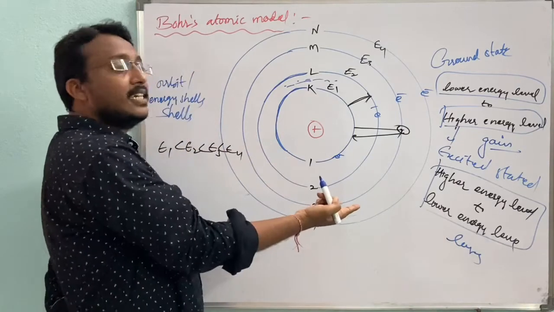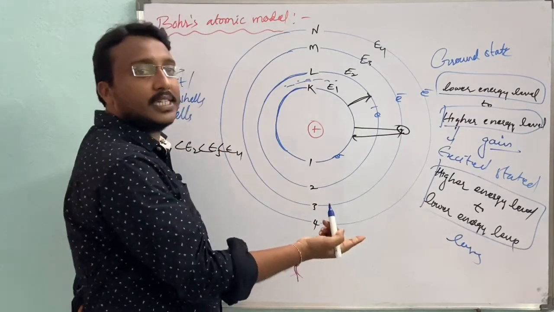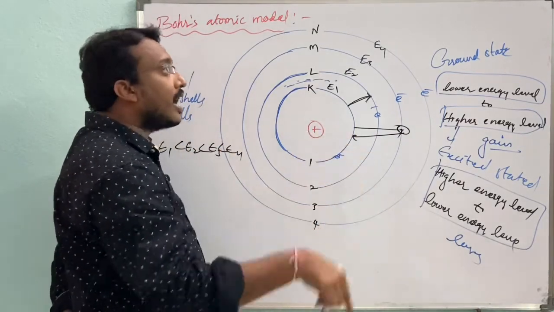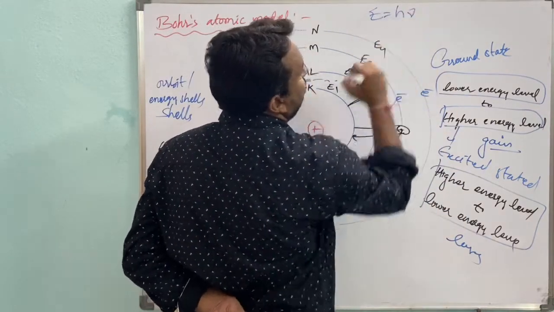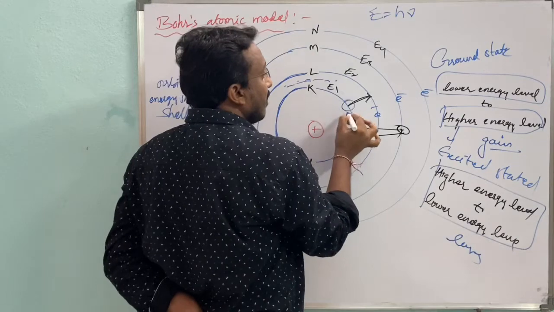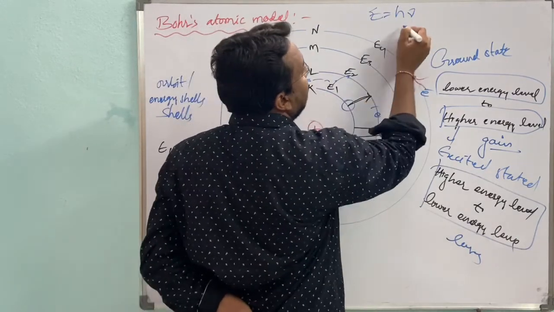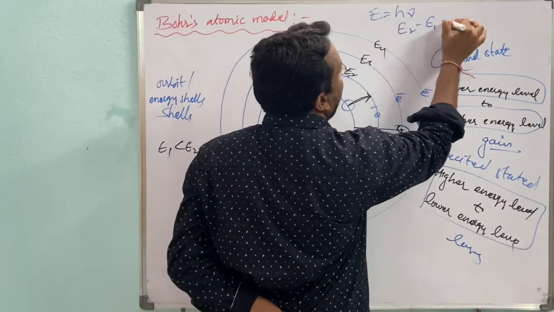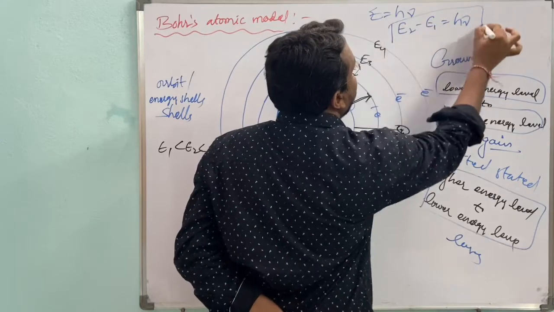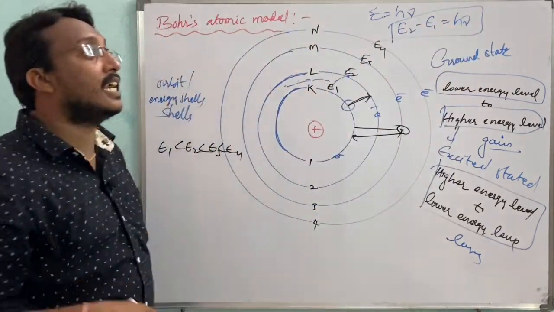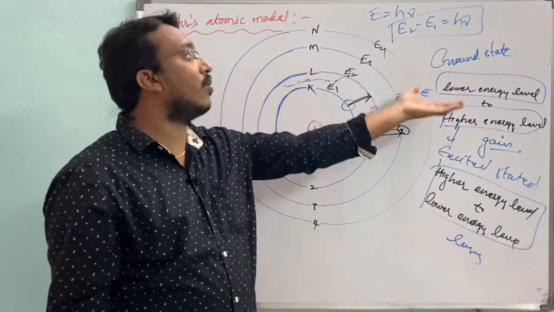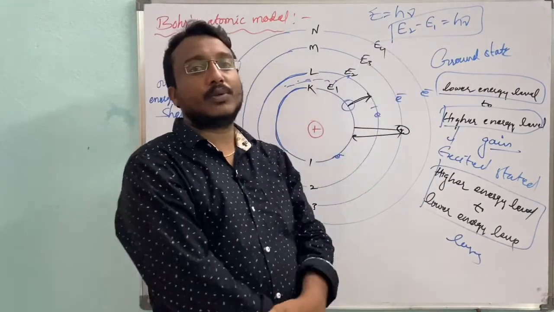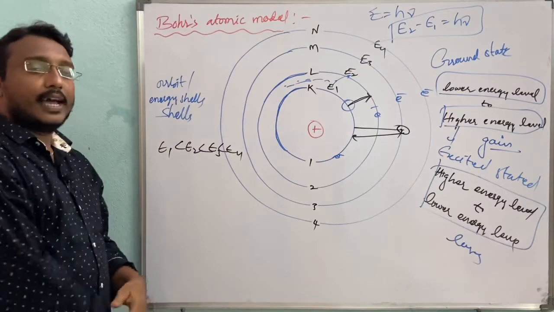Then how much energy does it lose, sir? Or how much energy does it gain, sir? For that, we have a principle that is given by Planck's h nu. When the electron jumps from E1 to E2, that means E2 minus E1 equals h nu. This is the principle to measure the energy gained or lost by the electron. We will use this principle, E2 minus E1 equals h nu.